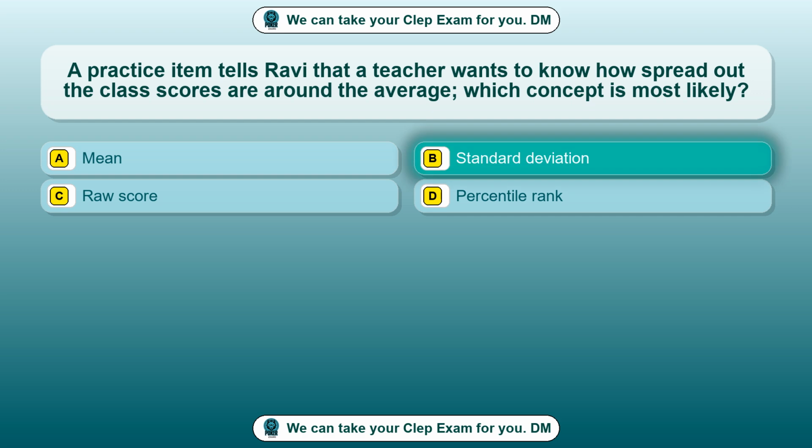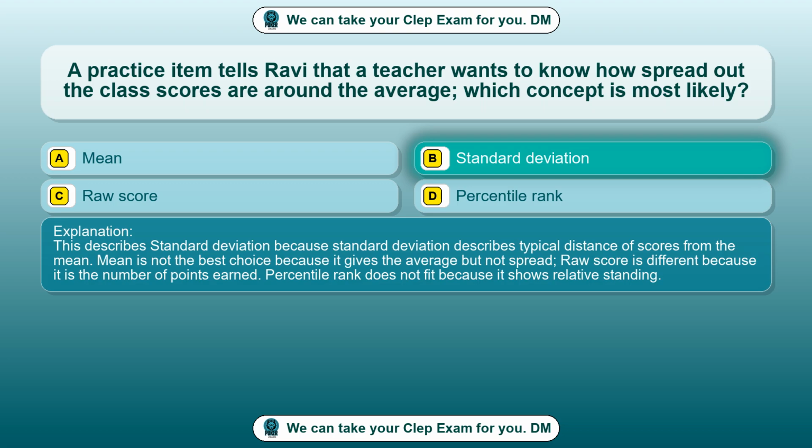Standard deviation. This describes standard deviation because standard deviation describes typical distance of scores from the mean. Mean is not the best choice because it gives the average but not spread. Raw score is different because it is the number of points earned. Percentile rank does not fit because it shows relative standing.